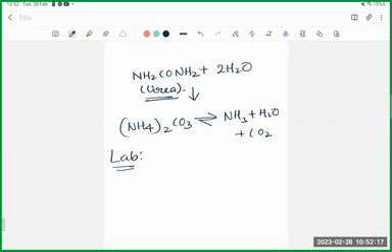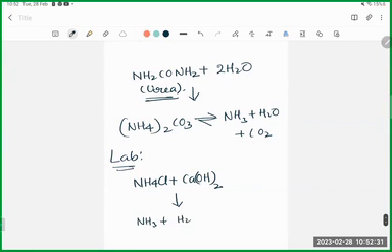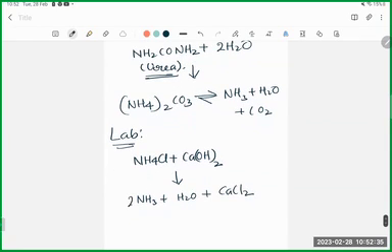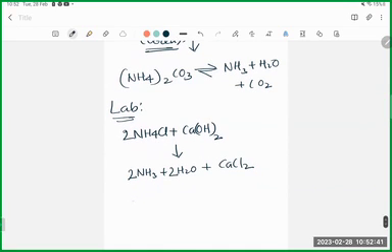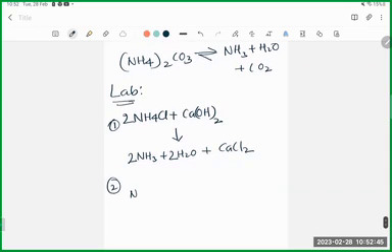Then the other way is with a salt. Let me tell you, ammonium chloride reacts with calcium hydroxide, an alkali compound, and this gives out ammonia plus water, and it gives calcium chloride salt. So let us balance the reaction. 2 moles are needed over here of H2O. Okay, balanced.